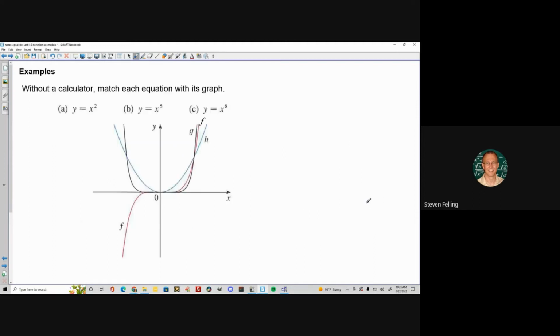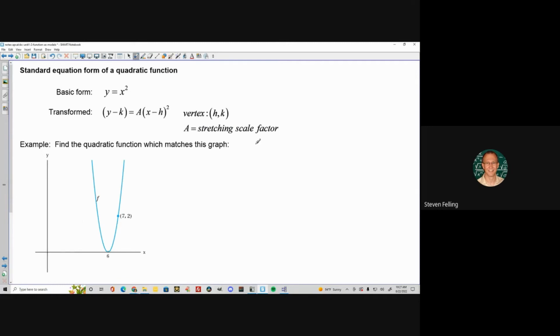Without a calculator, match each equation with its graph. We have x squared, x to the 5th, x to the 8th. Well, the first thing is this is the only one that has an odd power. So that's got to be this one. This one is y equals x to the 5th. These both are even, so they both go up or down together. And the one that is moving most rapidly is going to be x to the 8th. So this black curve here is the x to the 8th. And this blue curve here is the x squared that's not moving as abruptly. All right.